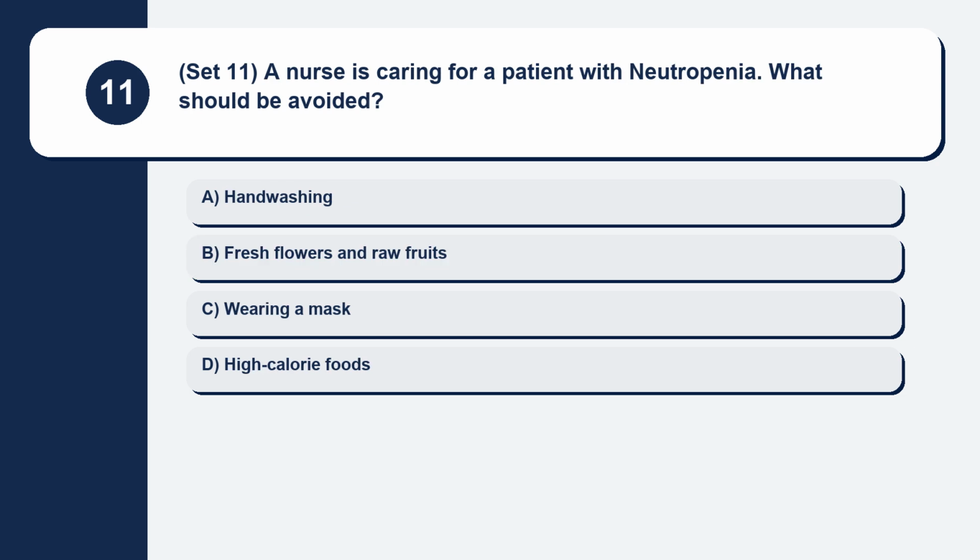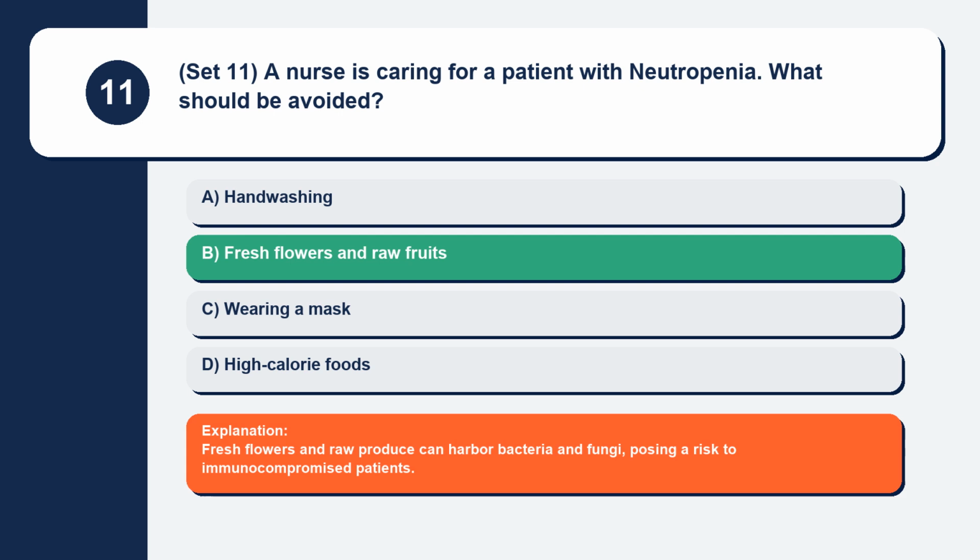Question 11. Set 11. A nurse is caring for a patient with neutropenia. What should be avoided? Hand washing, fresh flowers and raw fruits, wearing a mask, high-calorie foods. Fresh flowers and raw produce can harbor bacteria and fungi, posing a risk to immunocompromised patients.